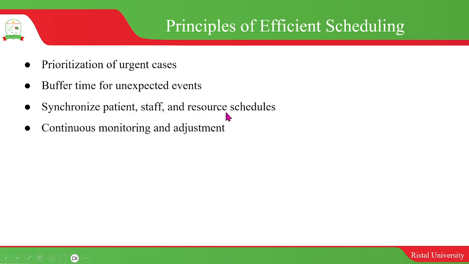Synchronize patient, staff, and resource schedules. To synchronize means to be able to make these activities run at the same time in a coordinated manner. We have an adequate number of staff for today, and if we have more patients today, we should have an adequate number of staff. For example, I can give you the example of our antenatal care visits, from my personal experience in the maternity department. We always have scheduled dates for ANC visits.